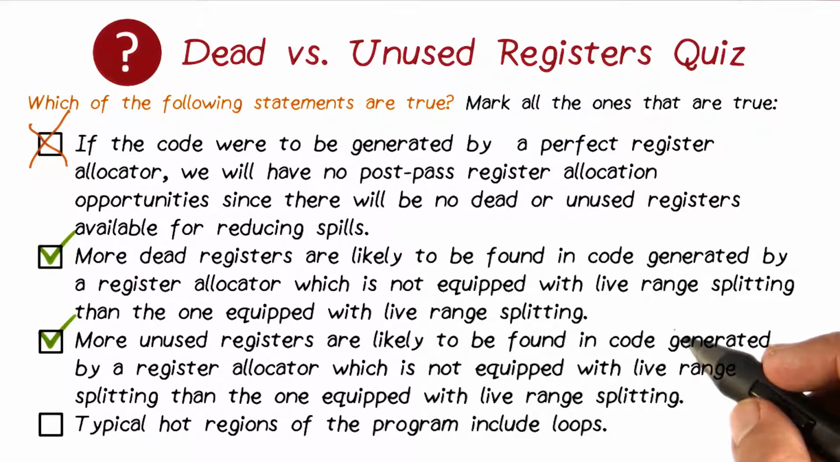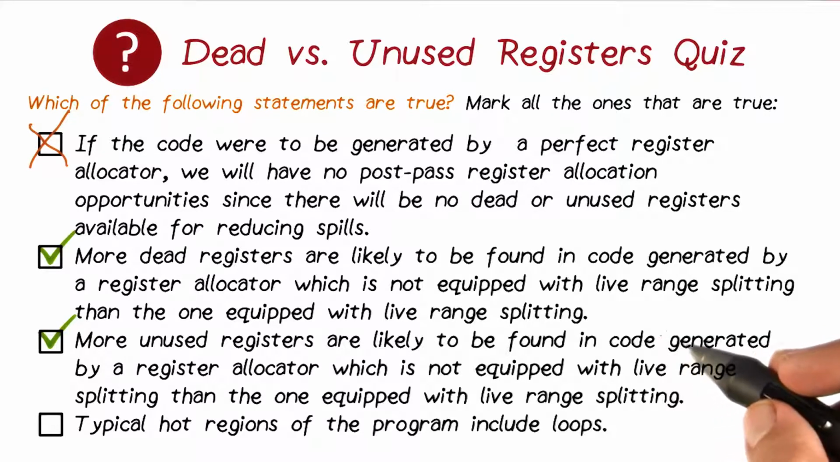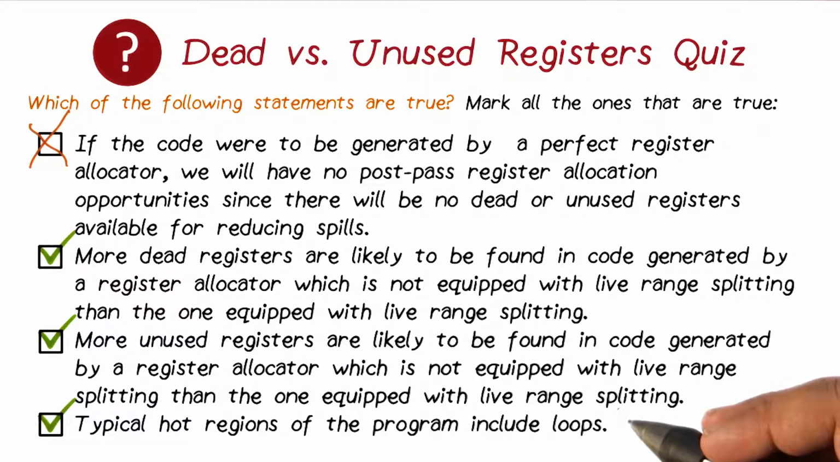This statement is also true because live range splitting allows you to take advantage of the gaps in register allocation, and therefore leaves fewer unused registers than the one which does not do live range splitting. And finally, the last statement: typical hot regions of the program include loops. Absolutely. What are the hot regions? The ones which execute with high frequency, and loops are those which execute with high frequency.